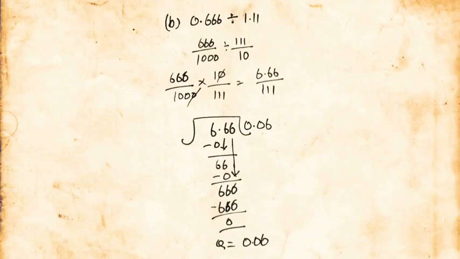Next is 0.666 divided by 1.11. So here first of all remove the decimal: 666 over 1000, divided by 111/10. So 666 over 1000, division will be changed into multiplication. The same method we apply if both divisor and dividend have decimal parts. So then 10 by 111, 0 can be cancelled out, which leaves 6.66 divided by 111.